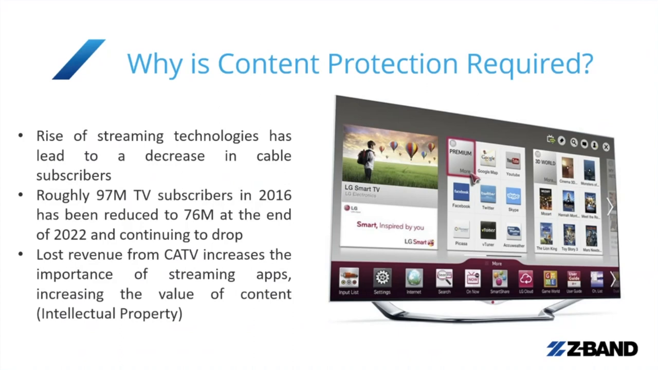As you can see on the slide, we've dropped from roughly 97 million TV subscribers, which is an impressive number when you consider there's only 330 million people in the United States. To have 97 million TV subscribers at the end of 2016, that's a really high adoption rate, right? Almost every household at that point in time had some semblance of cable television. That number drops from 97 million in 2016 to 76 million at the end of 2022 and is continuing to drop. So this is a loss of revenue.